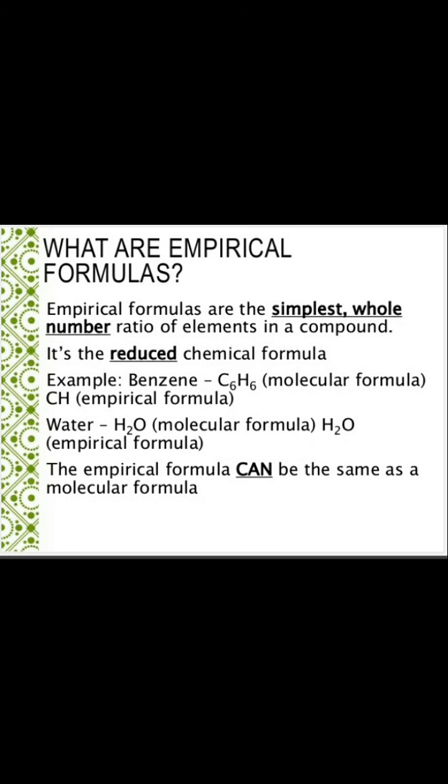Then next is empirical formulas. So students, empirical formulas are the simplest whole number ratio of elements in a compound, or you can say that it is the reduced chemical formula. For example, benzene is represented by the molecular formula C6H6, and when we calculate its simplest whole number ratio, it comes out to be 1:1. So, the empirical formula of benzene is CH.